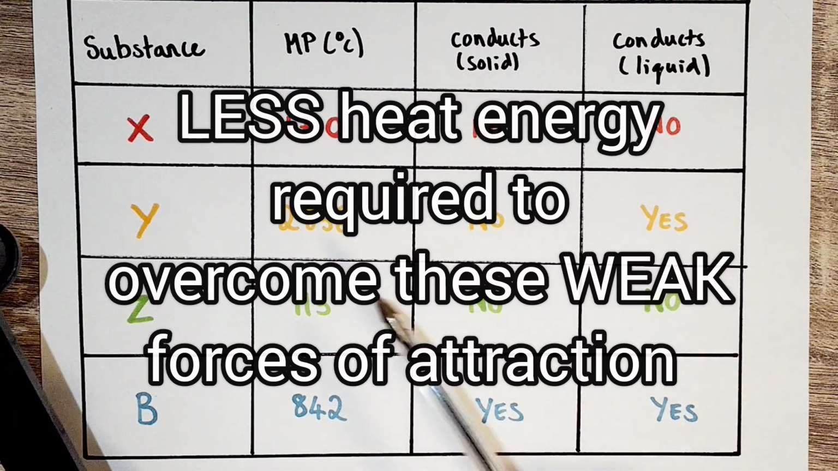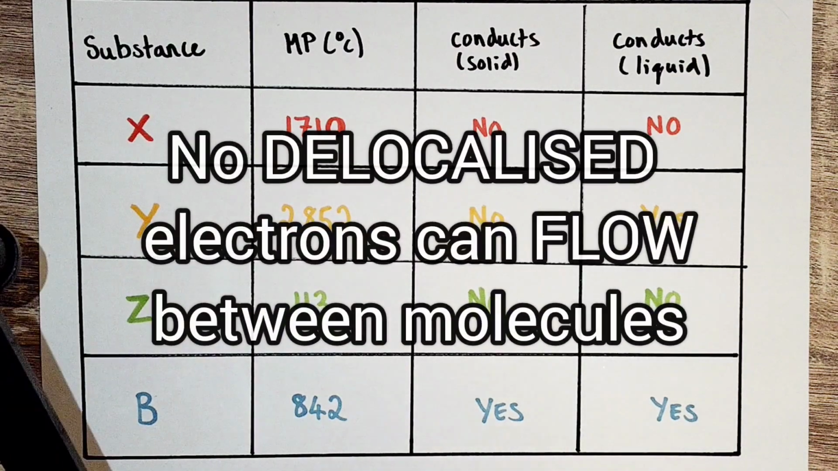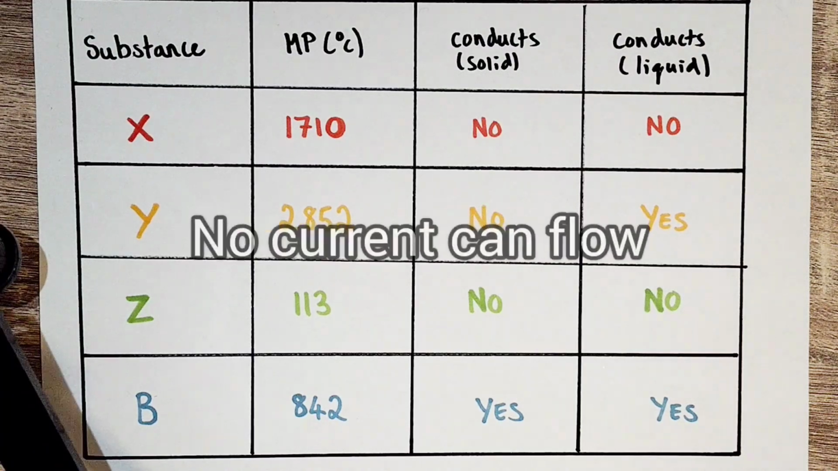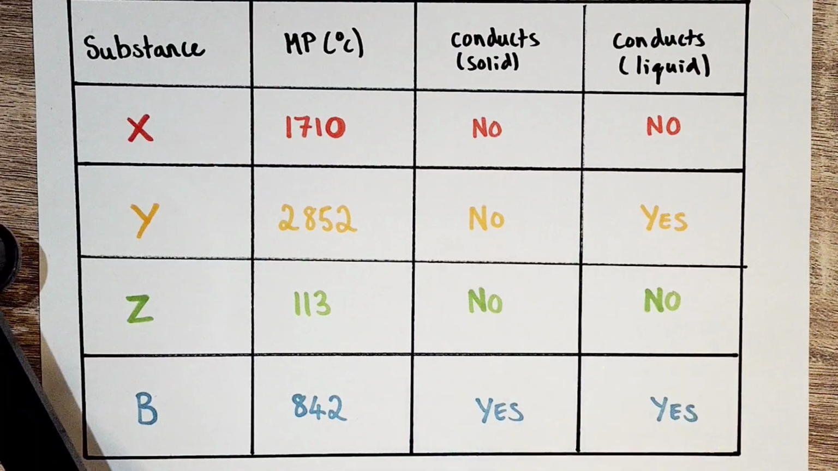How do we always know that? The low melting point is always the giveaway that we're dealing with a simple covalent or a simple molecular substance and not a giant substance such as X and Y. Now, it doesn't conduct as either a solid or a liquid. Why would that be? Well, it's because the molecules have no delocalized electrons that they can transfer from one molecule to another to create that current and that flow of charged particles. Because they do not possess delocalized electrons that can move between molecules, they cannot conduct electricity, and therefore they're non-conductive in either the solid or liquid state.